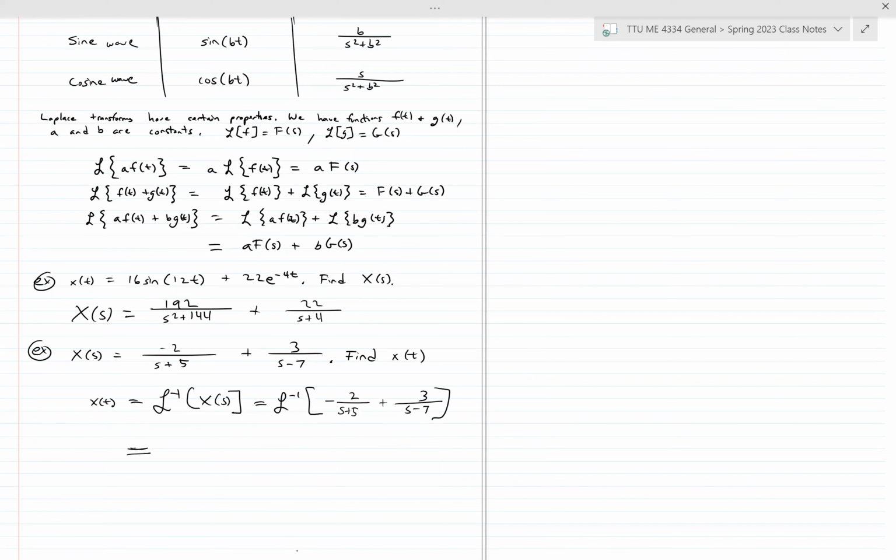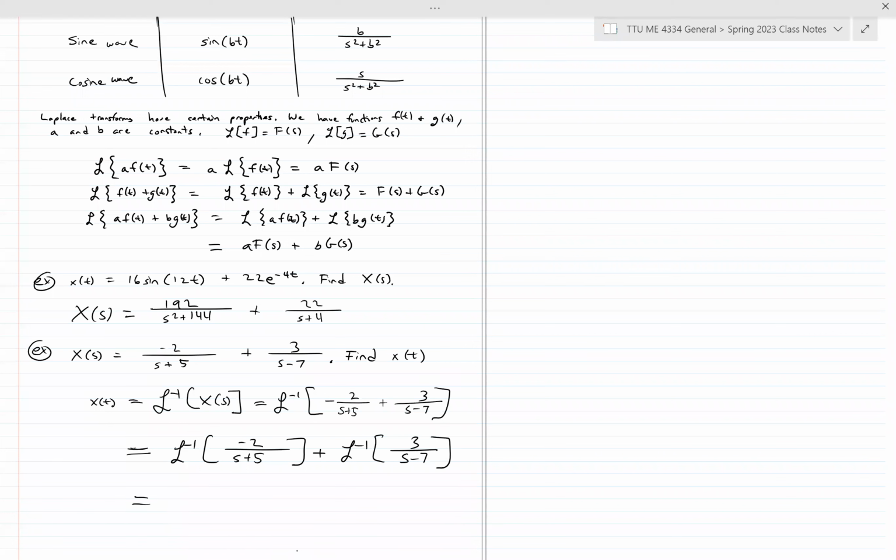Please try again. Okay. So we're going to use those same properties we had before. -2 times the inverse Laplace transform of 1 over s plus 5, plus the inverse Laplace transform of 3 over s minus 7, right? Good. What will we do next? I heard someone else over here.